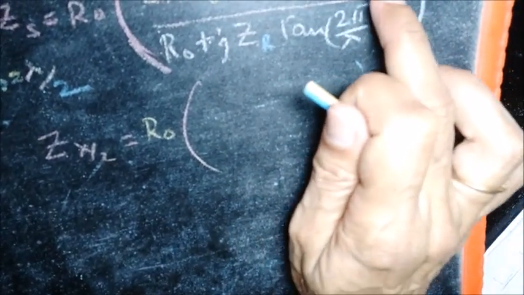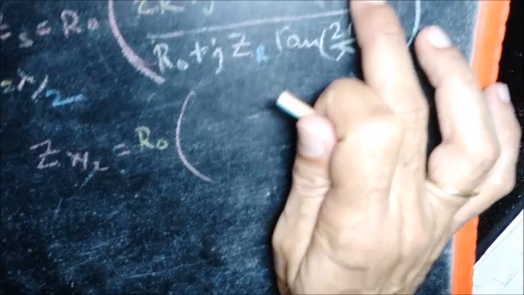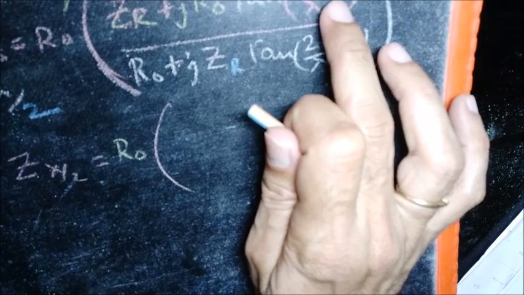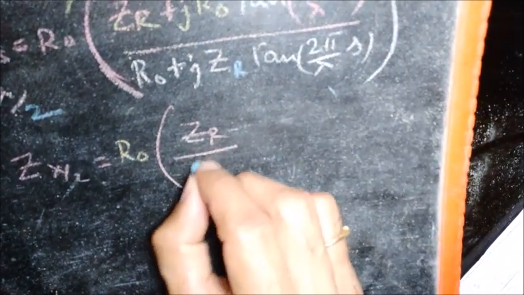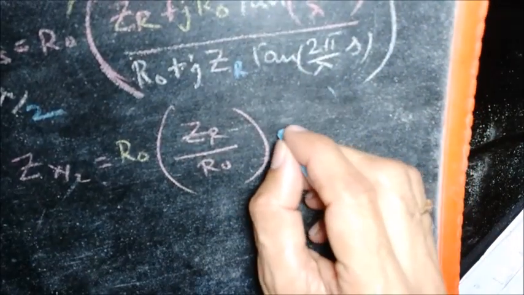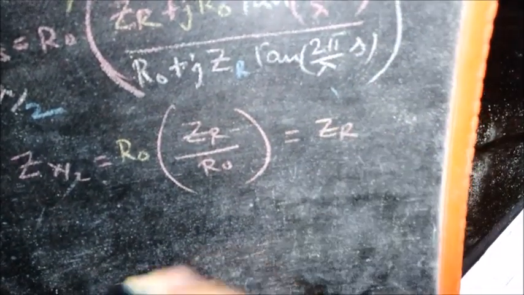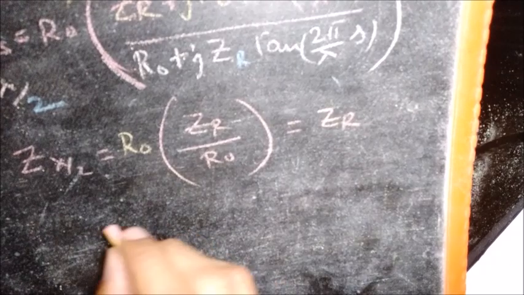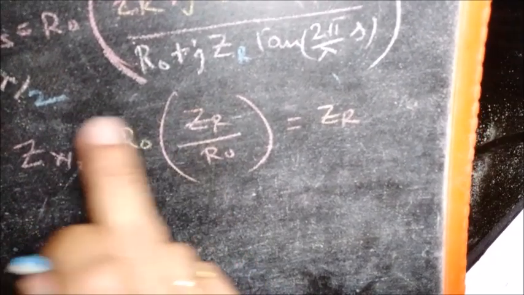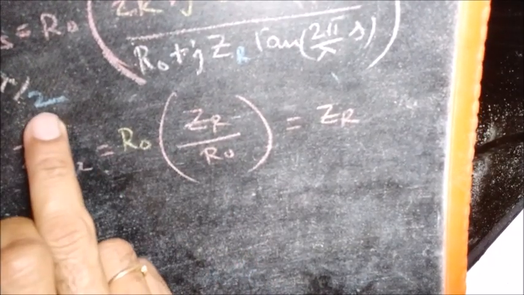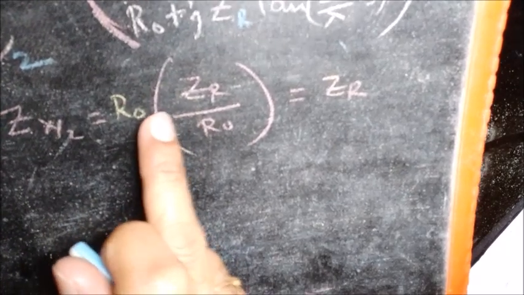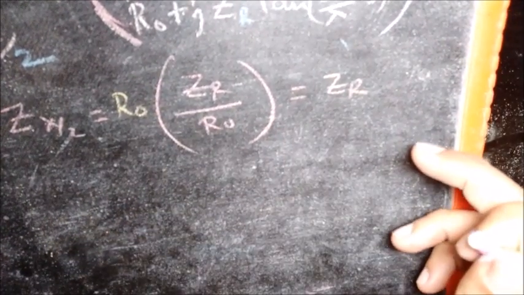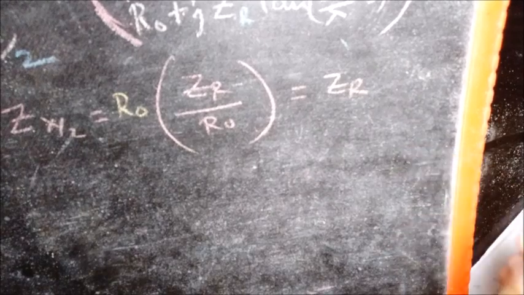You can substitute S as lambda by 2. You will get tan pi, which is sin pi by cos pi, which is 0. So you will simply get ZR by R naught. Tan pi becomes 0. This is equal to ZR. So if you have a transmission line of length lambda by 2, then the input impedance of that transmission line will be the same as the load impedance, the impedance which is connected at the output of the transmission line.